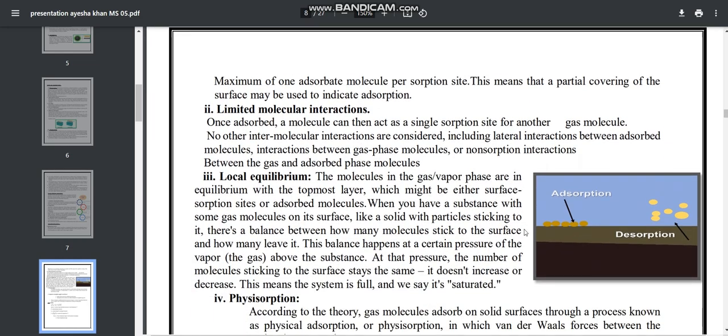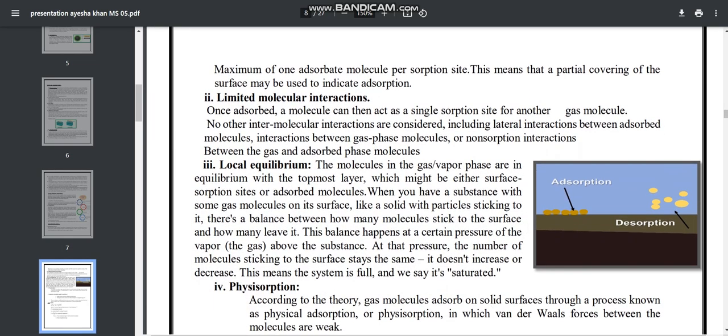The next one is limited molecular interactions. In limited molecular interactions, once a molecule is adsorbed, it can act as a single adsorption site for another. No other intermolecular interactions are considered, including lateral interactions between the adsorbed molecules and the interaction between gas phase molecules.